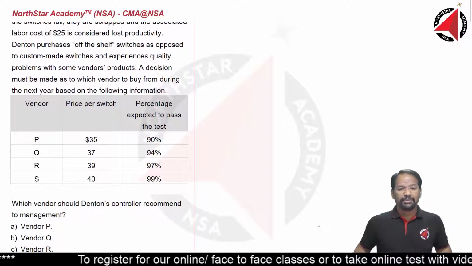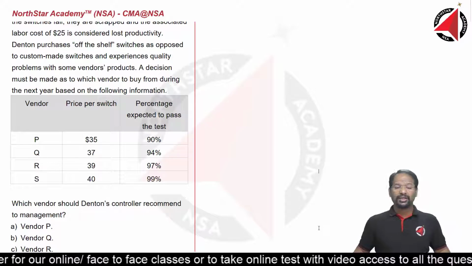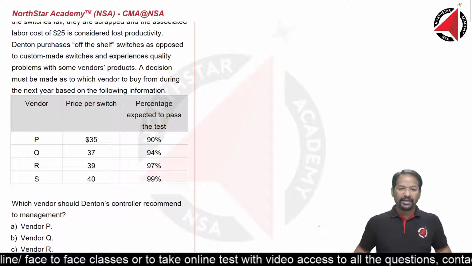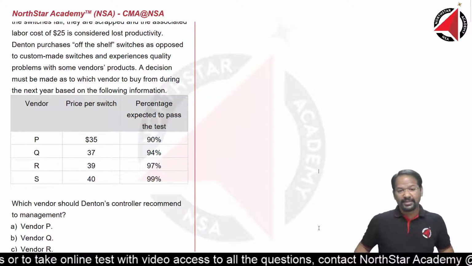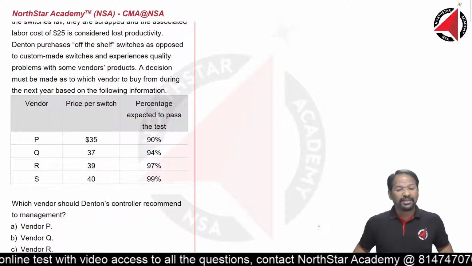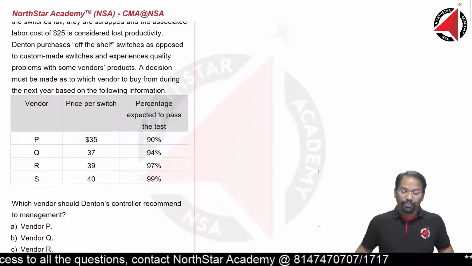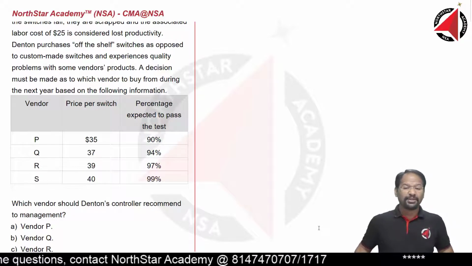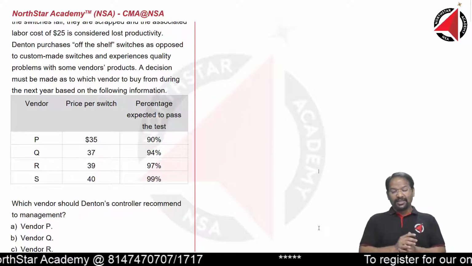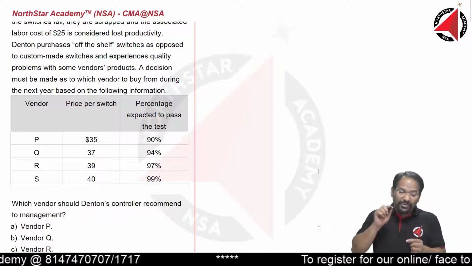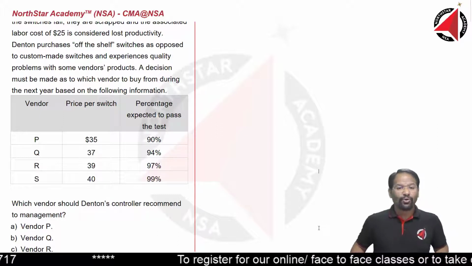A decision must be made as to which vendor to buy from during the next year based on the following information. For vendors PQRS, the price per switch is given, and the percentage expected to pass the test is also given. So if 90% is expected to pass the test, it means 10% is going to fail. Similarly, if 94% is expected to pass, 6% is going to fail. Remember, we need 100,000 switches. This 100,000 should be after subtracting the expected loss due to poor quality switches.